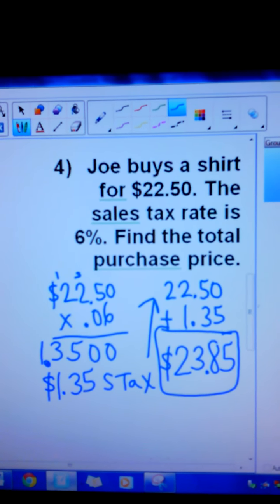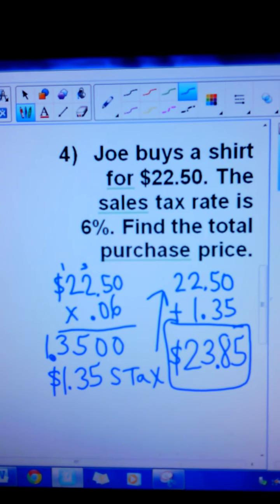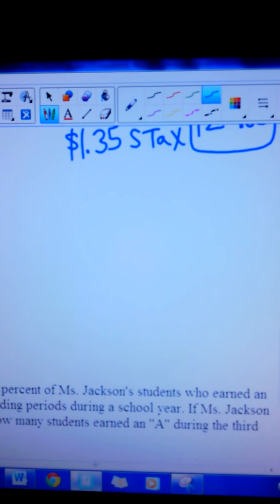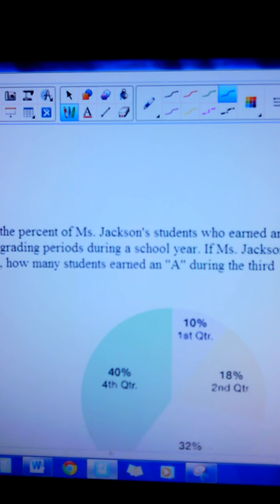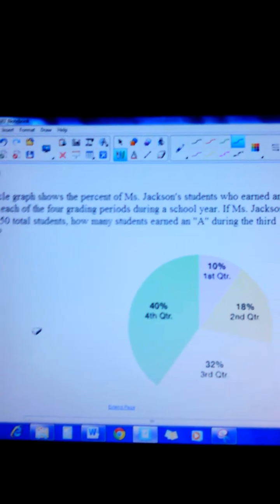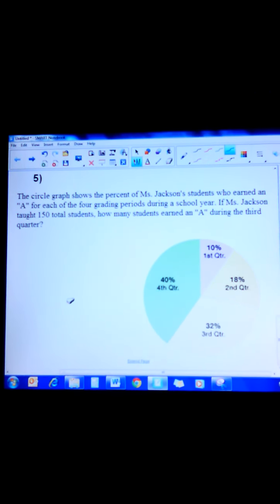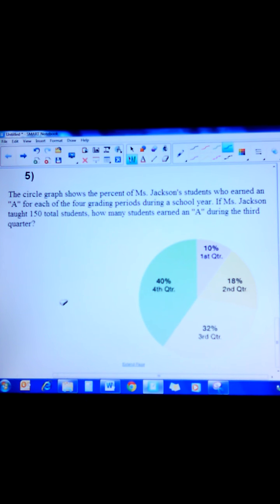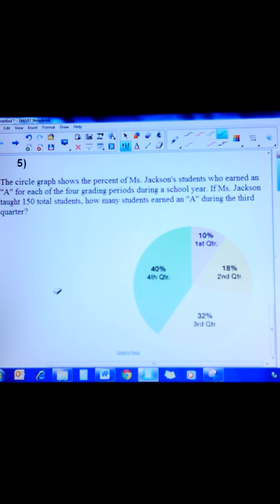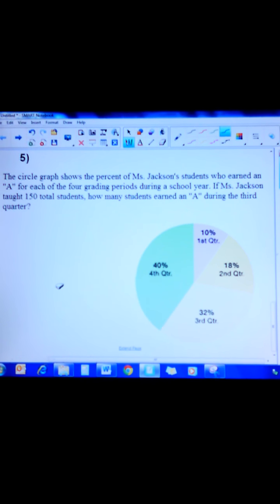I have one more example to go over with you, and it involves a circle graph. So let's move on to the next question. And let me pan out here so you can read the whole thing. By the way, I will include PDF files of the worked out solutions in case you missed something in the video.